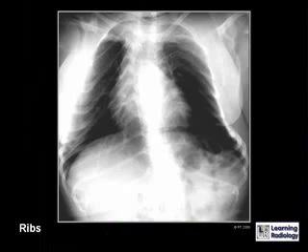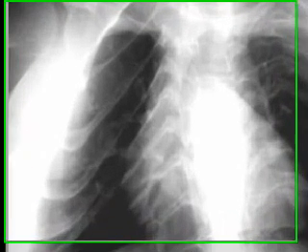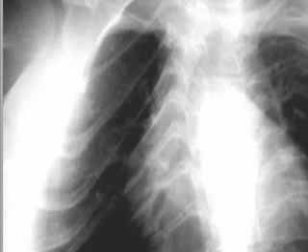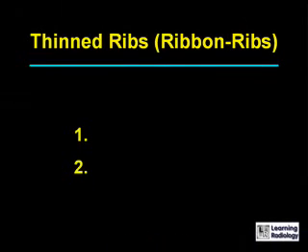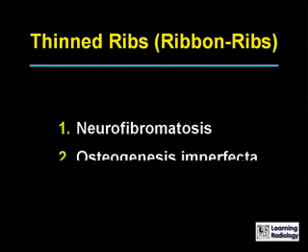Here is the next differential diagnosis. Pause the player. The differential diagnosis is for thinned ribs or ribbon ribs. There are two causes listed. Pause the player. Two of the causes of ribbon ribs include neurofibromatosis and osteogenesis imperfecta.